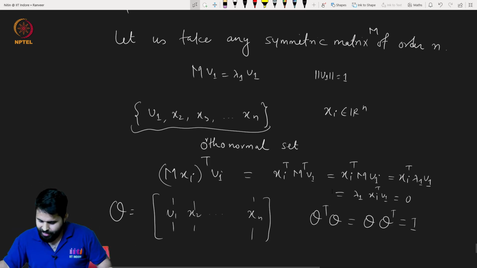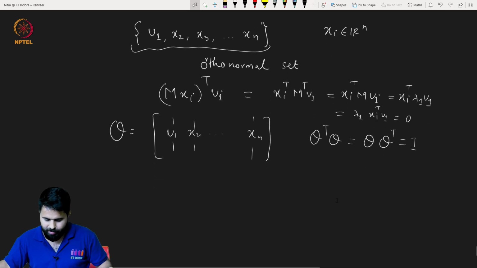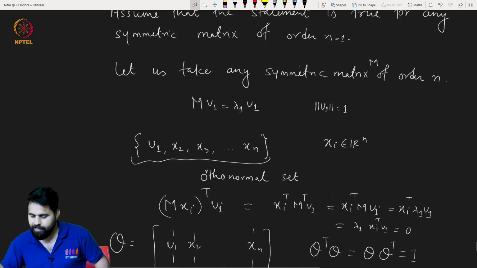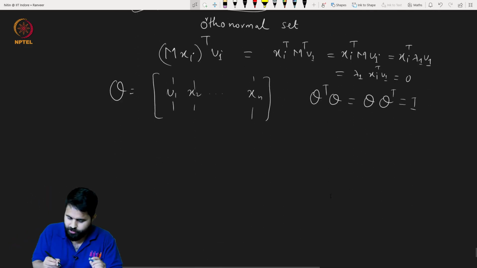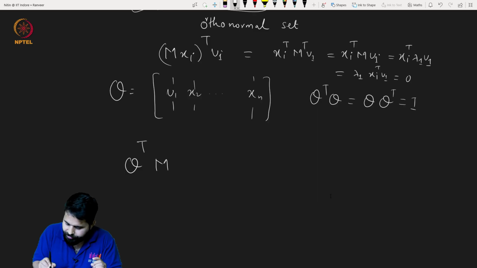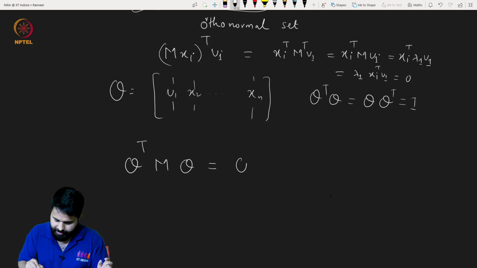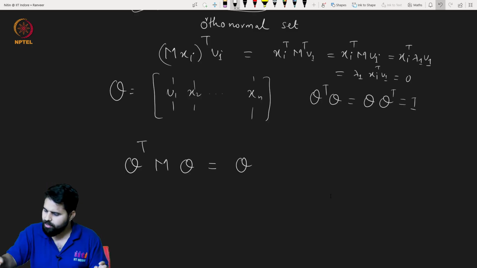Very good. Now next, what will be this quantity? Let me check the theorem again. Yes, very good. What will be this quantity? Q transpose M Q. Let me write this first. So Q transpose will be looking like what?